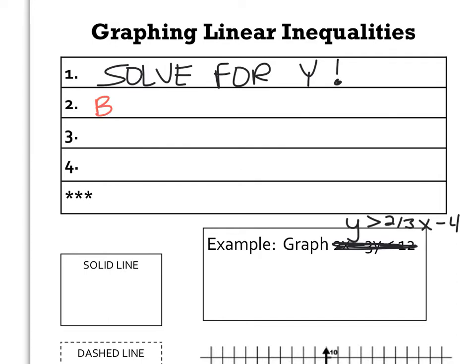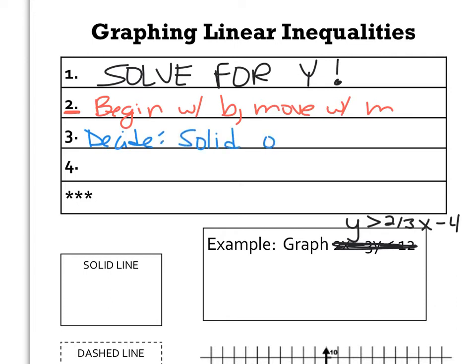So we have solve for y, and then our steps are like graphing lines. We're going to begin with b, move with m. So we're going to graph at least 2 points using step 2. Then we're going to decide whether we're going to do a solid or dashed, you could say dotted, I say both, line.